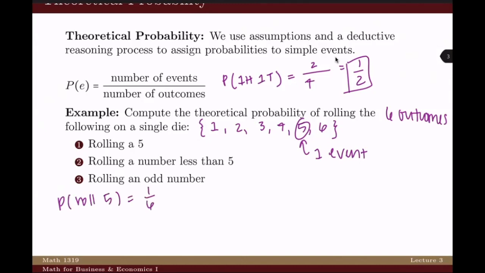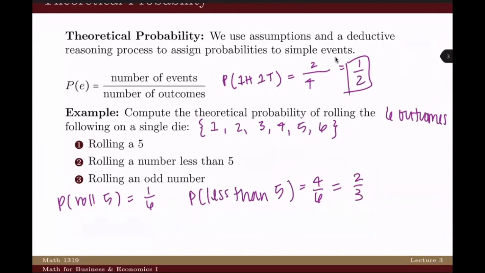What about the probability of rolling a number less than 5? Well, it says specifically less than 5 and not less than or equal to. So if we want to know the probability of rolling a number less than 5, we need to see how many numbers are less than 5. So we've got 1 through 4 are all less than 5. So that means the probability of getting a number less than 5 is going to be 4 out of 6, which simplifies to 2/3.